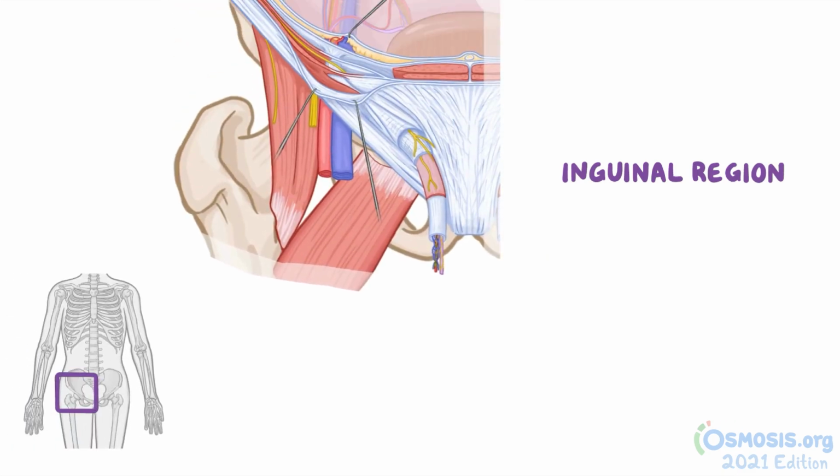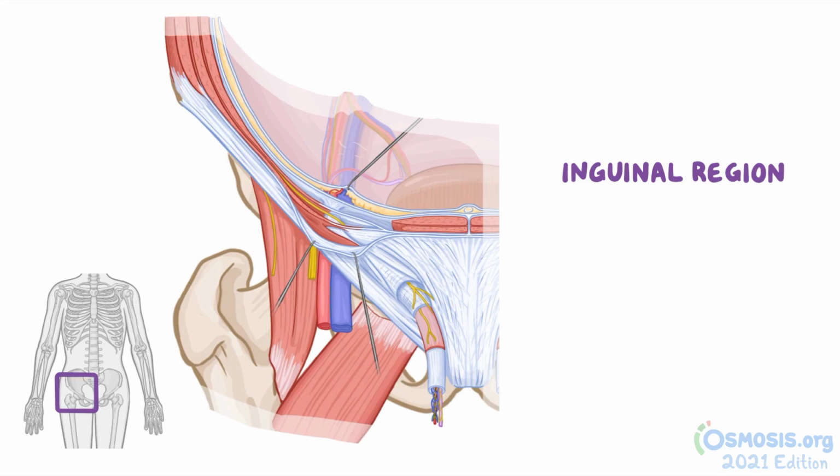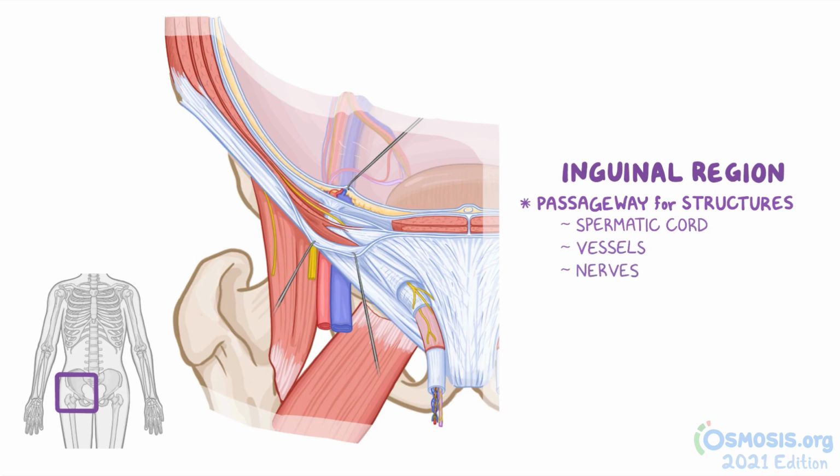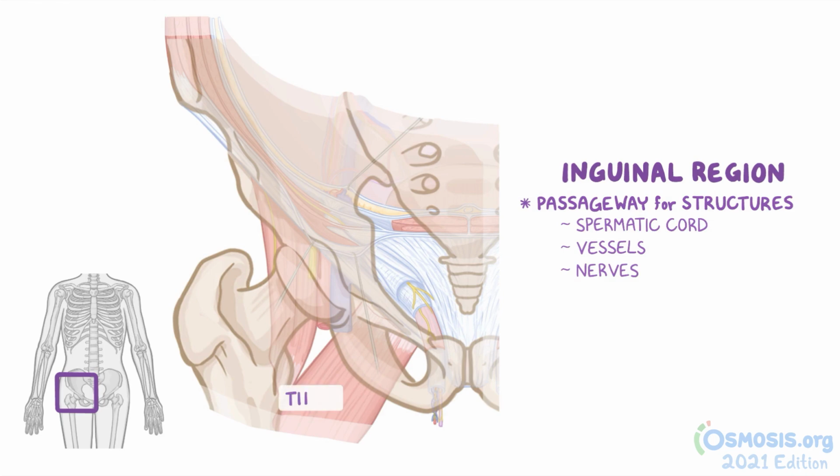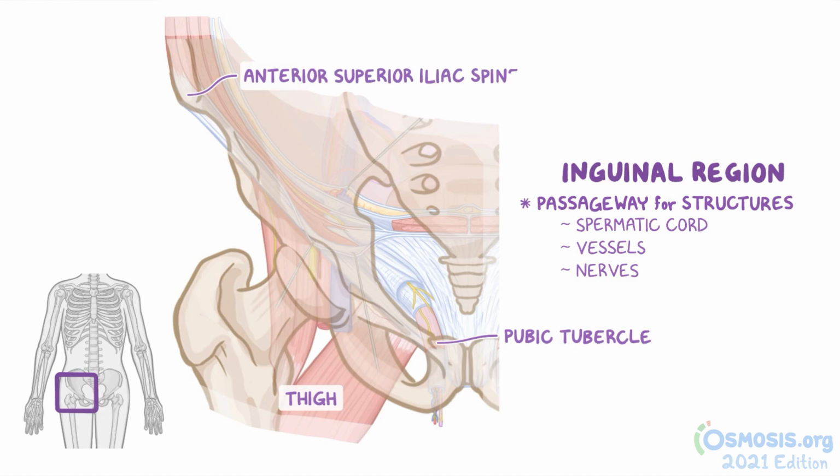The inguinal region, sometimes called the groin, is the lower part of the anterolateral abdominal wall. It's a small area of great importance as it serves as a passageway for structures such as the spermatic cord, vessels, and nerves to enter or leave the abdominal cavity. The inguinal region is a compact space located superior to the thigh, lateral to the pubic tubercle, and inferomedial to the anterior superior iliac spine.